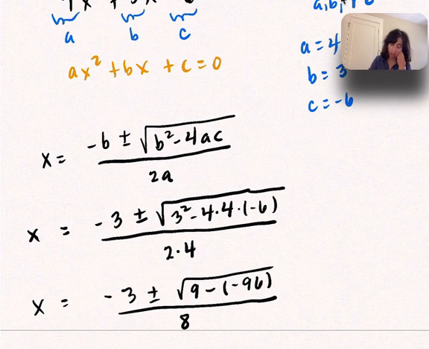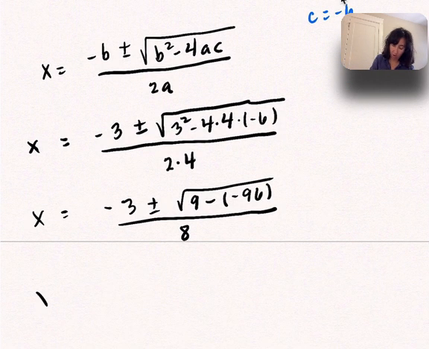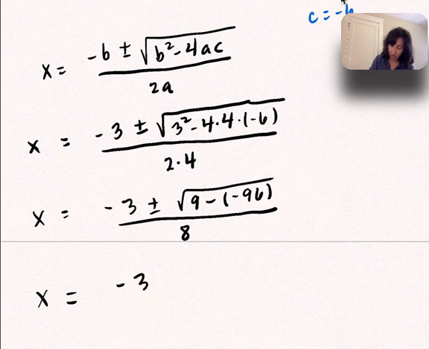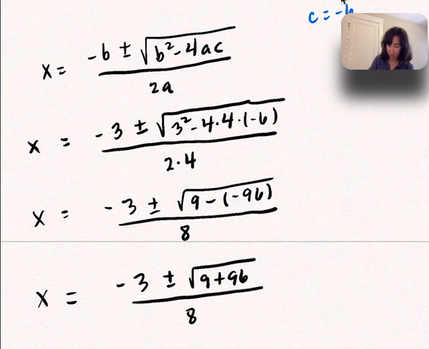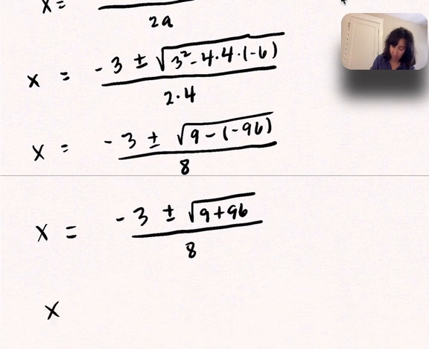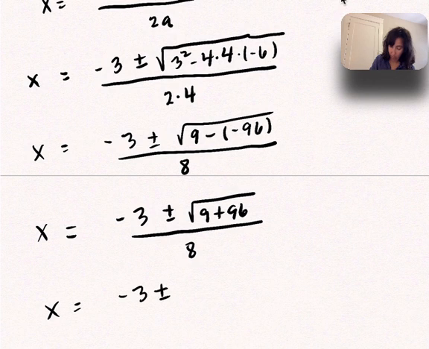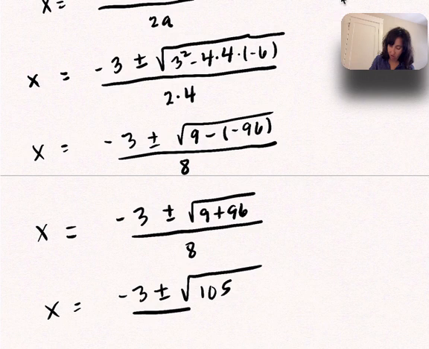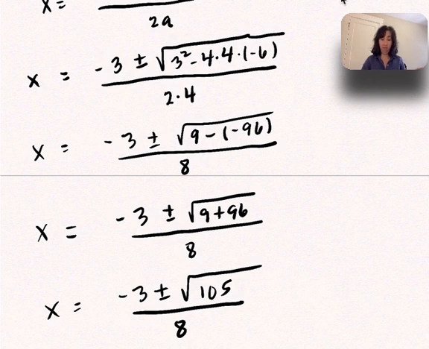Okay, now I have minus and negative here. So minus and a negative turns into a positive. So this becomes the square root of 9 plus 96. And then I can do 9 plus 96 to get 105. Okay, now where do I go from here? I actually have two answers here.